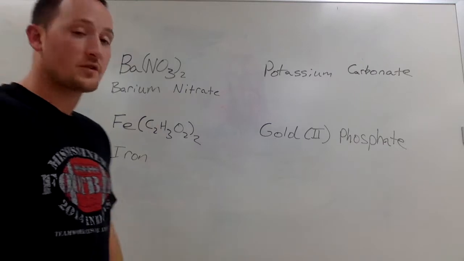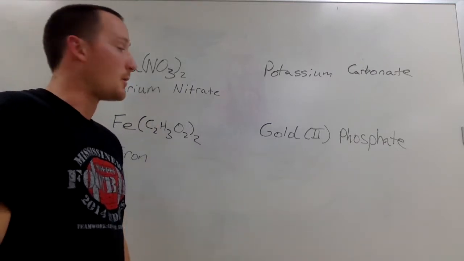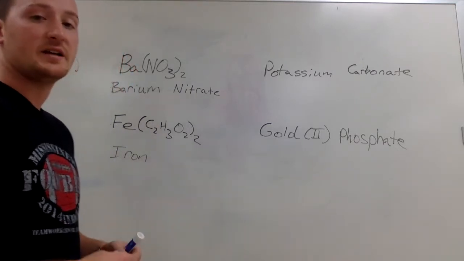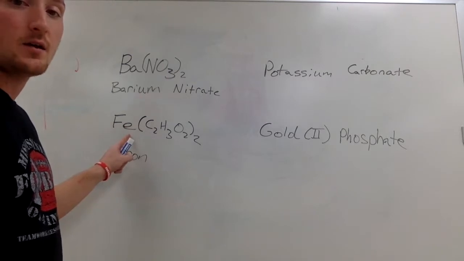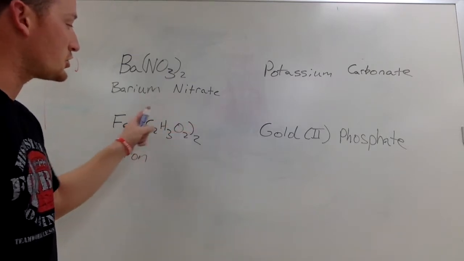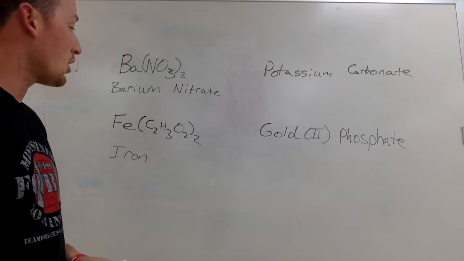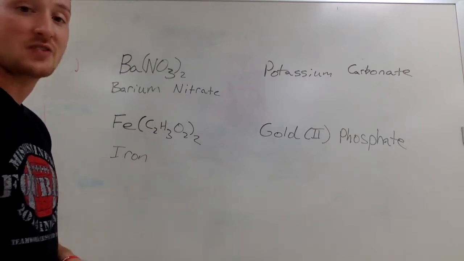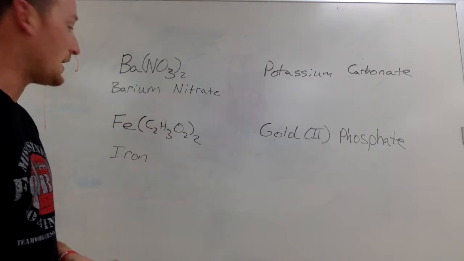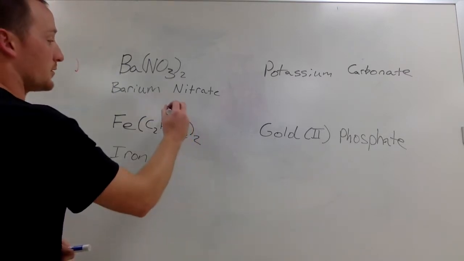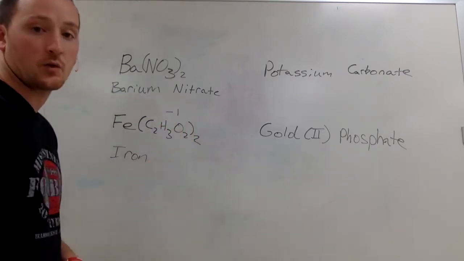So remember, we worked on this a little bit yesterday. And what we did is, in order to identify the charge of the cation, you have to take the charge of this polyatomic ion into account. So this polyatomic ion is actually called acetate, and its charge is -1. So I'm going to write -1 right there.